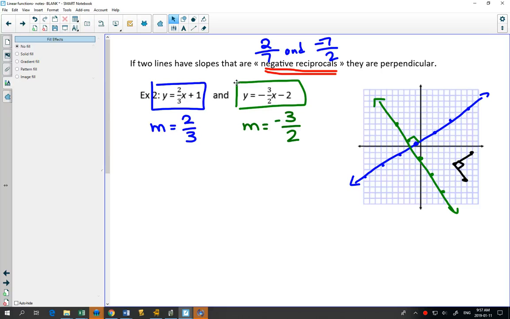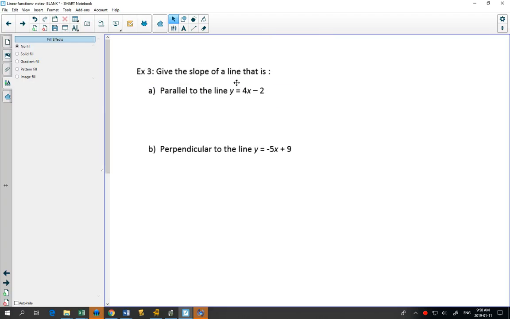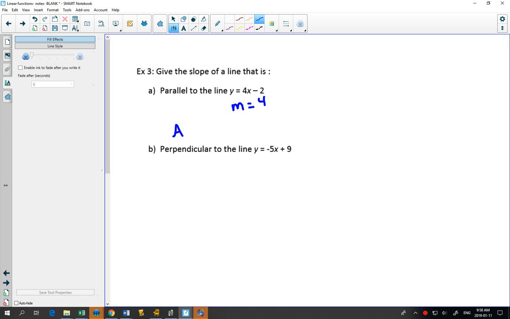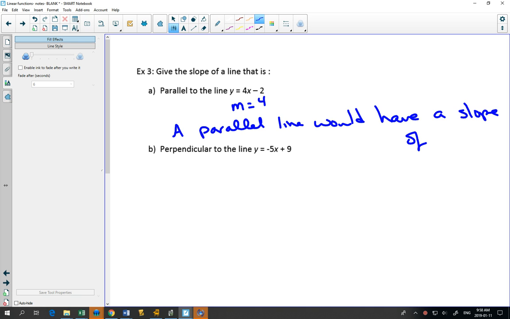So with this information, they just open up a number of questions that you can do with these. Can you find the slope of a line parallel to that one? So what do we know about the slope of this line? It's equal to 4. What would a parallel line have a slope of? Also 4.